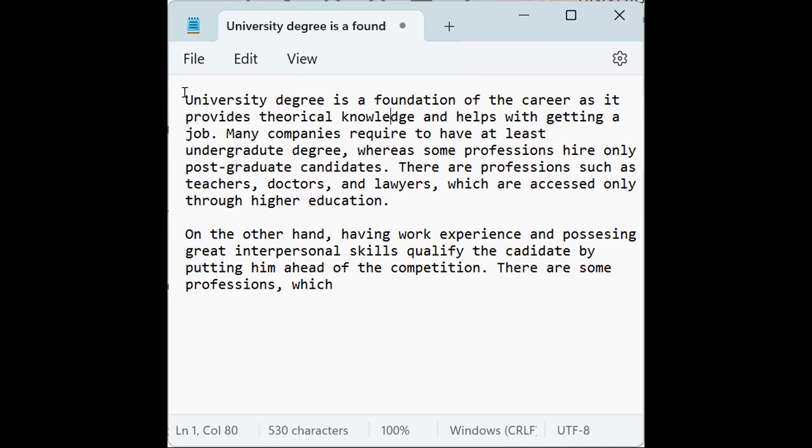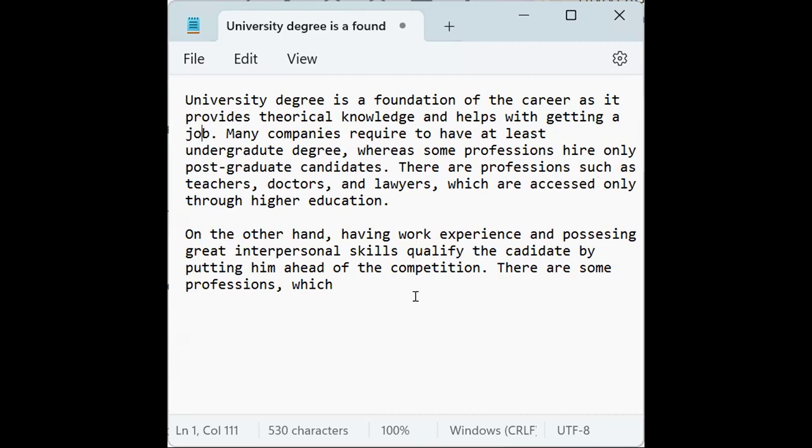So basically, I wrote: university degree is a foundation of the career, as it provides theoretical knowledge and helps with getting a job. So this is our topic sentence. And also you write your argument. Many companies require to have at least undergraduate degree, whereas some professions hire only postgraduate candidates. There are professions such as teachers, doctors, and lawyers, which are accessed only through higher education.